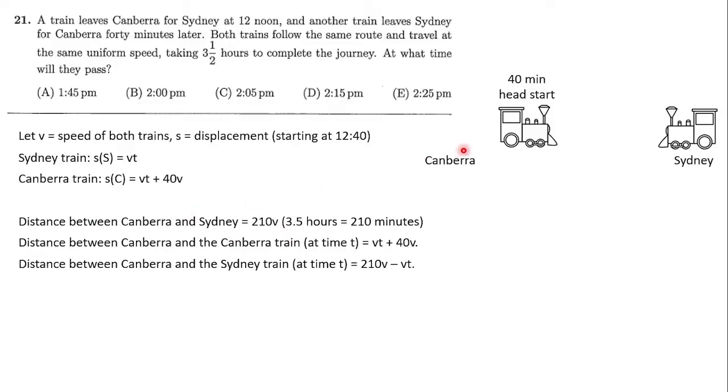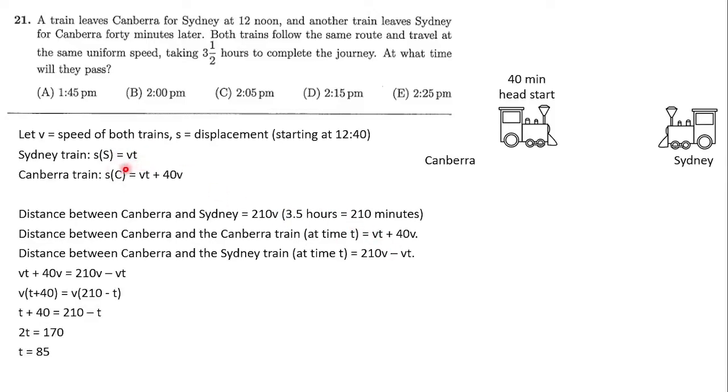Now the distance all the way between Canberra and Sydney is 210 V, because 3.5 hours is 210 minutes. The distance between Canberra and the Canberra train is just VT plus 40V, and the distance between Canberra and the Sydney train is going to be the total distance between Canberra and Sydney minus VT. Now we can equate these two. So VT plus 40V equals 210V minus VT.